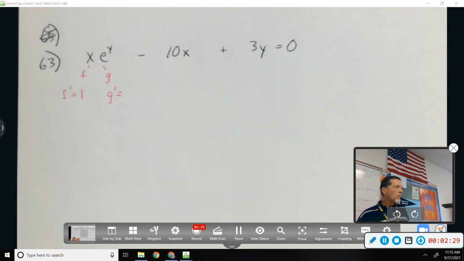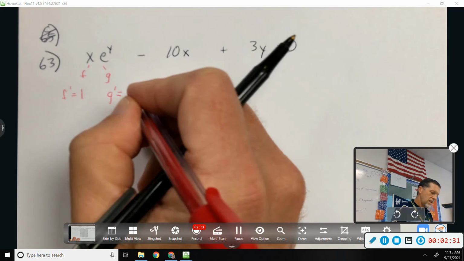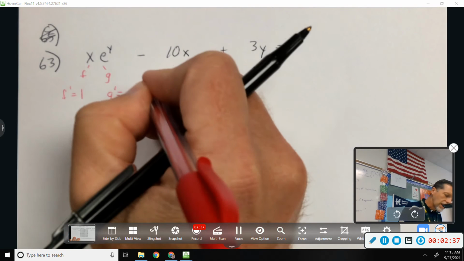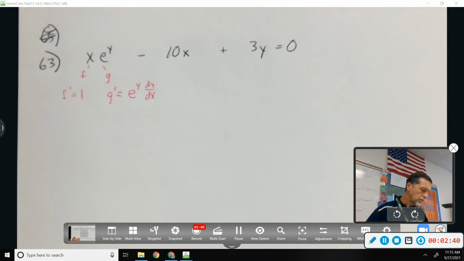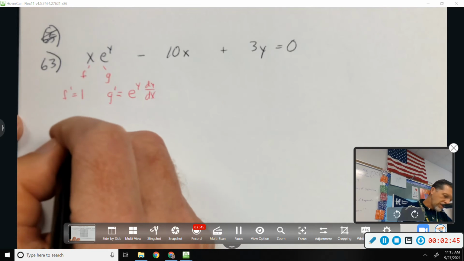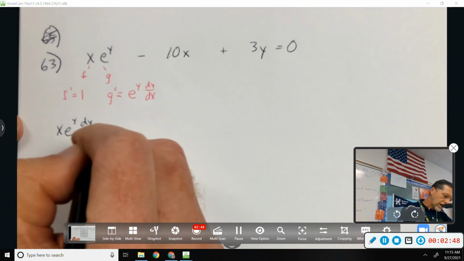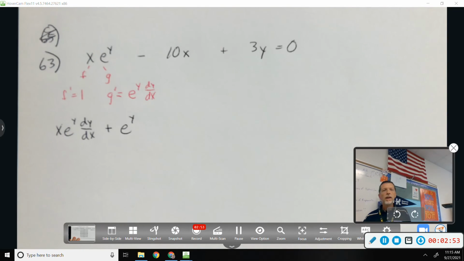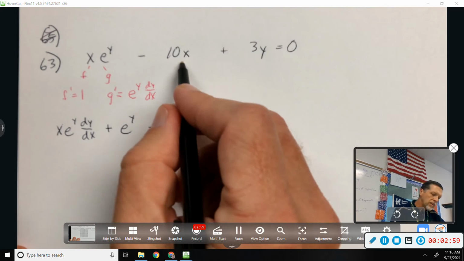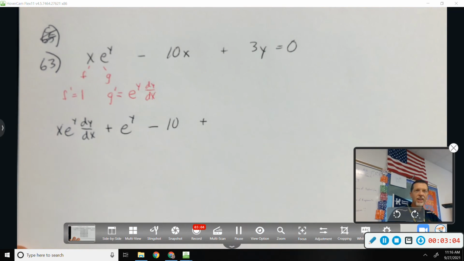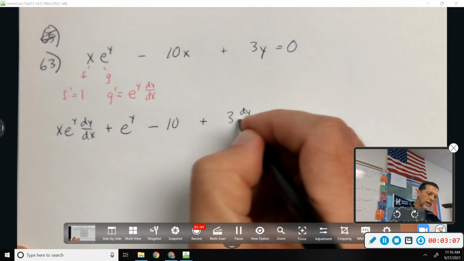What's the derivative of e to the y? e to the y is part of the answer, times dy dx. So f g prime would be x e to the y dy dx, plus the other way around would just be e to the y. And we're done with the product rule. Minus, what's the derivative of 10x? 10. And the derivative of 3y? 3 dy dx.